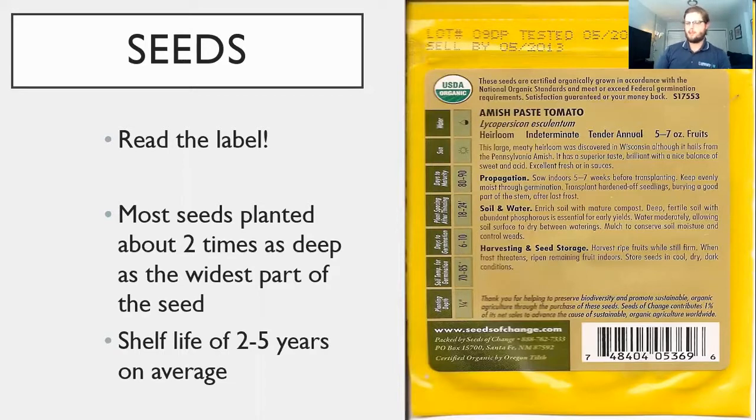This is an heirloom indeterminate variety. It's an annual, and the fruits, when they are grown correctly, should be 5 to 7 ounces. So there's a ton of information in that first little line already. But you can see here we've got quite a lot as far as propagation timelines, the type of soil and how much water, and harvesting, as well as potential seed storing.